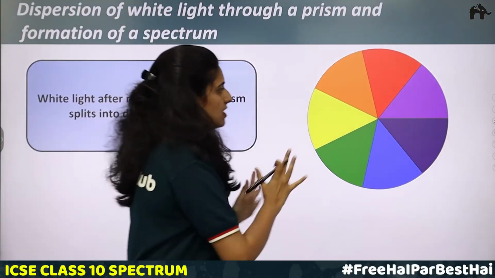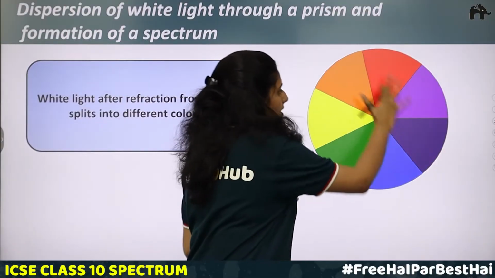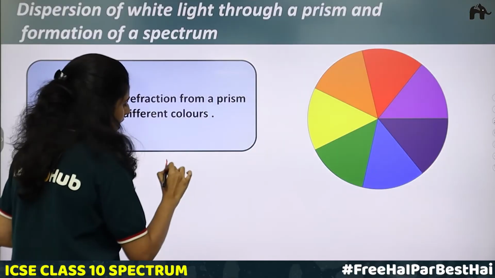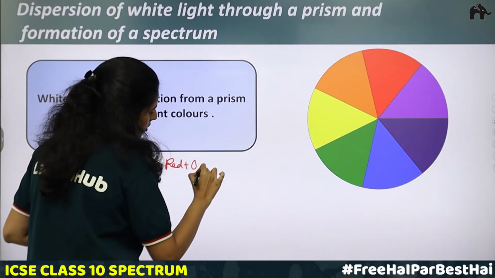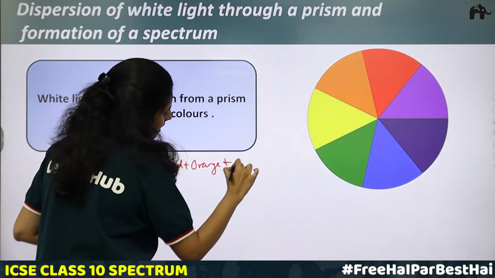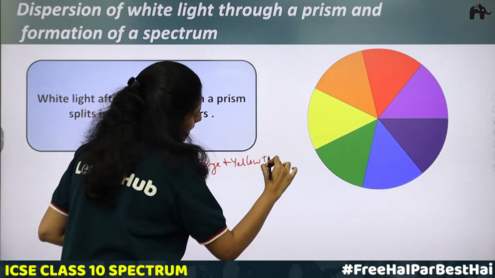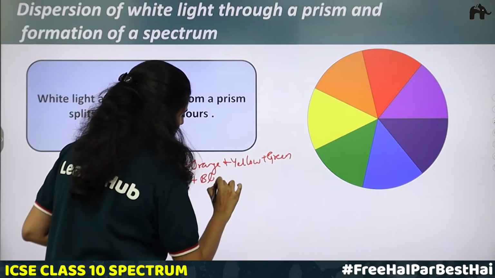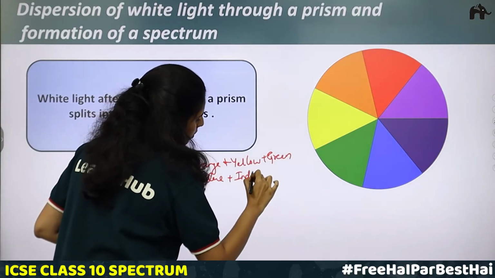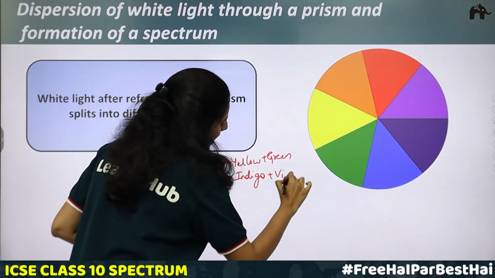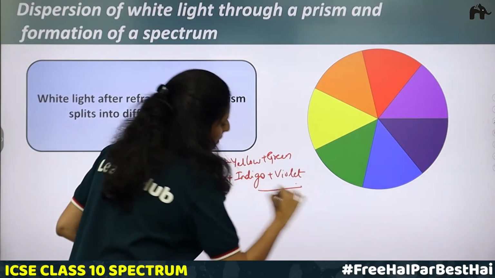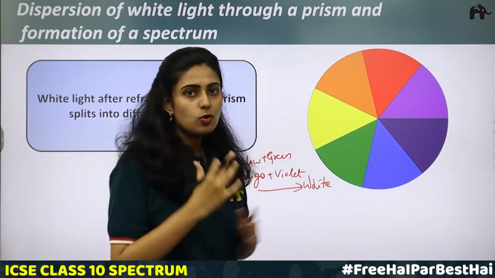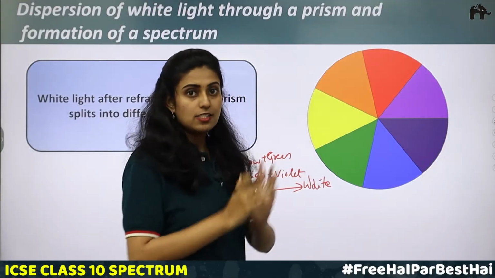In the case of Newton's disk, we have discussed what happens. All the 7 colors combine together and form white light, that is red plus orange plus yellow plus green plus blue plus indigo plus violet together combine to form white. Now think about the reverse process, that is you have a white light.